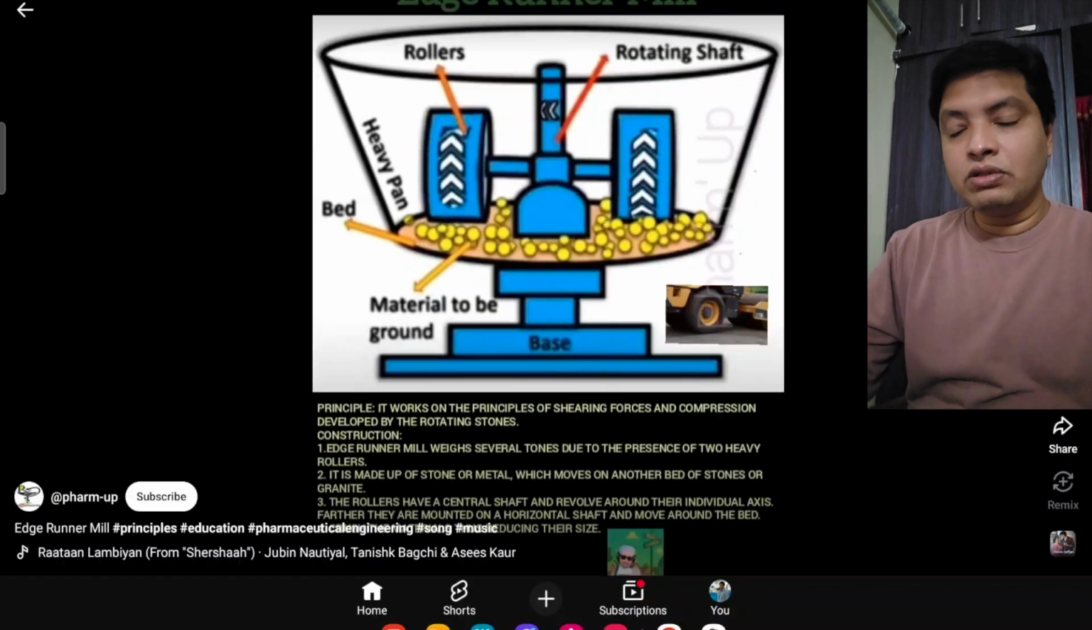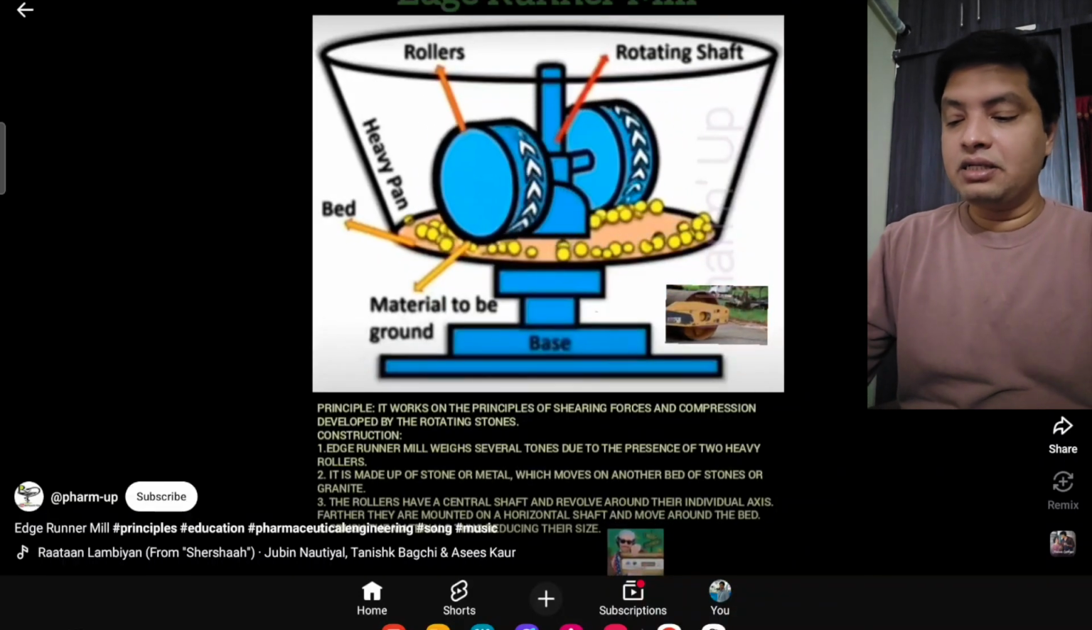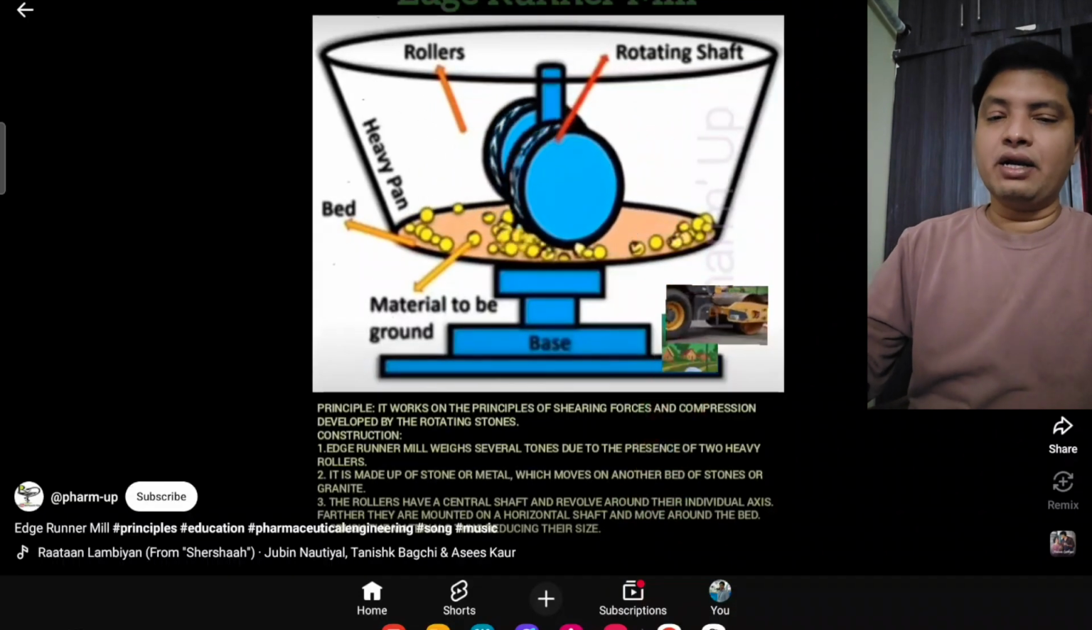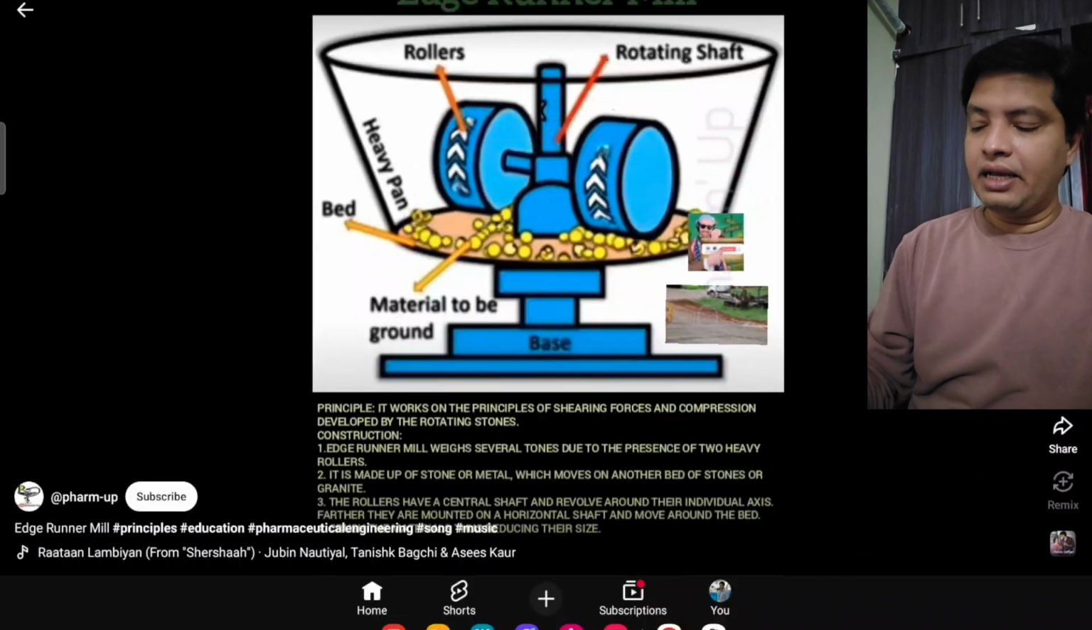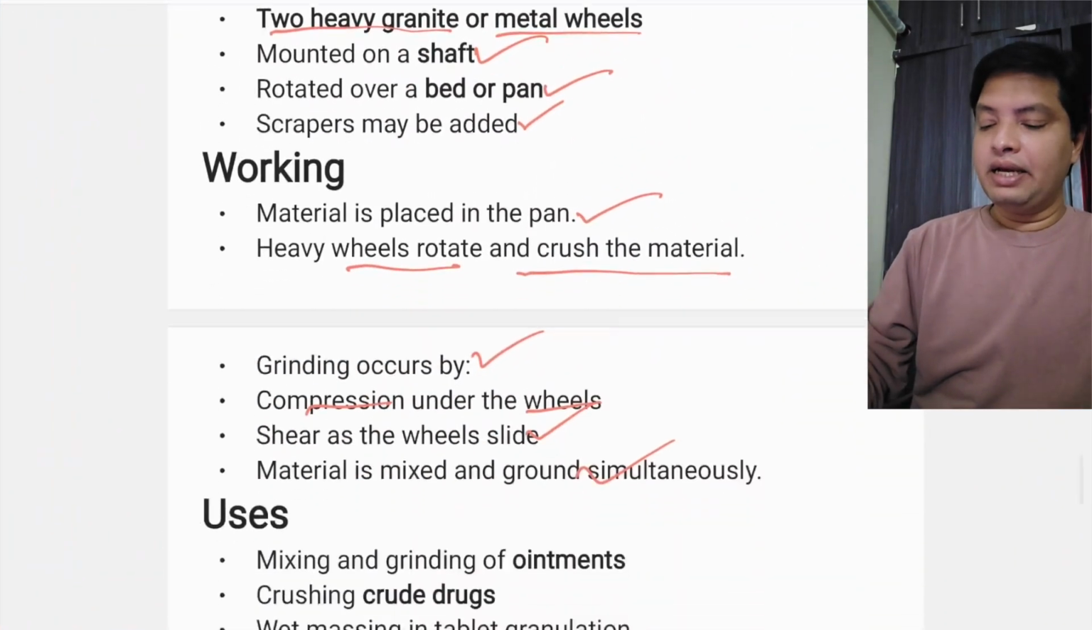So your idli or dosa batter is produced by the edge runner. That is your edge runner. They are running at the edge. Hence the name is given edge runner.